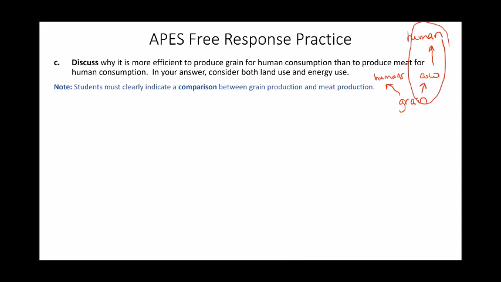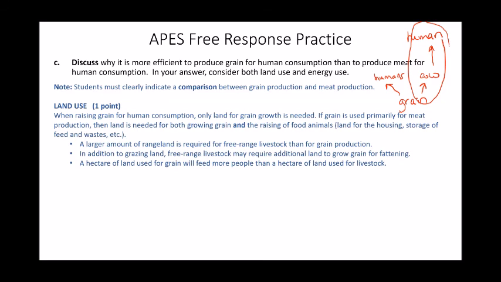So let's see what they would have given us points for. Land use. That would have been 1 point. So when raising grain for human consumption, only land for grain growth is needed. You don't have to use any additional land to grow grain to feed the animals. You also don't have to take up land space for the actual raising of the animals themselves. So land for housing, storage, putting their food, and then also containing their waste. So you could have also continued your discussion by pointing out that 1 unit of land that we use for grain will feed more people than that same unit of land used for livestock. And that's essentially because we are reducing the efficiency of the trophic levels when we add links in the chain.